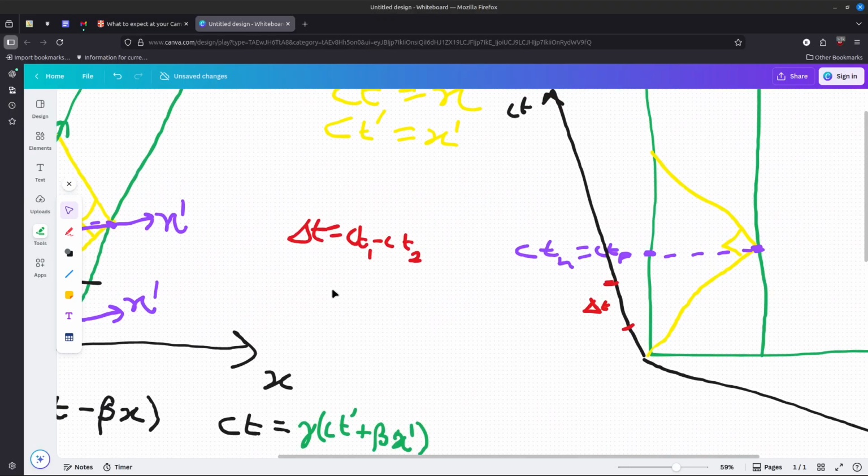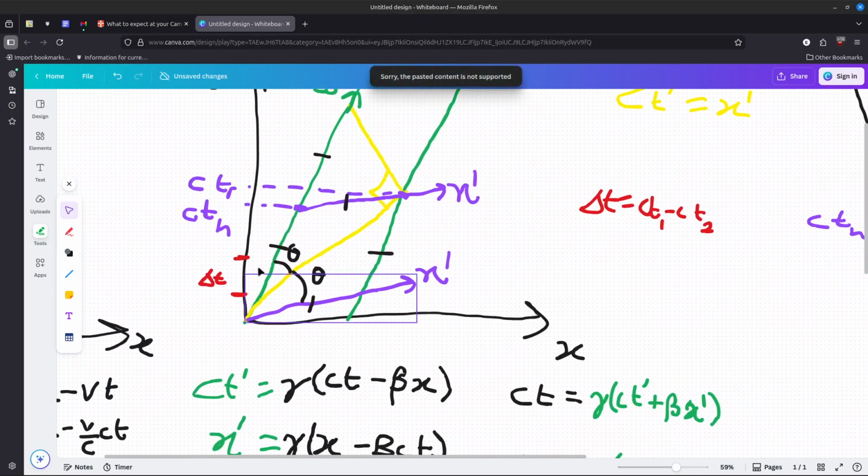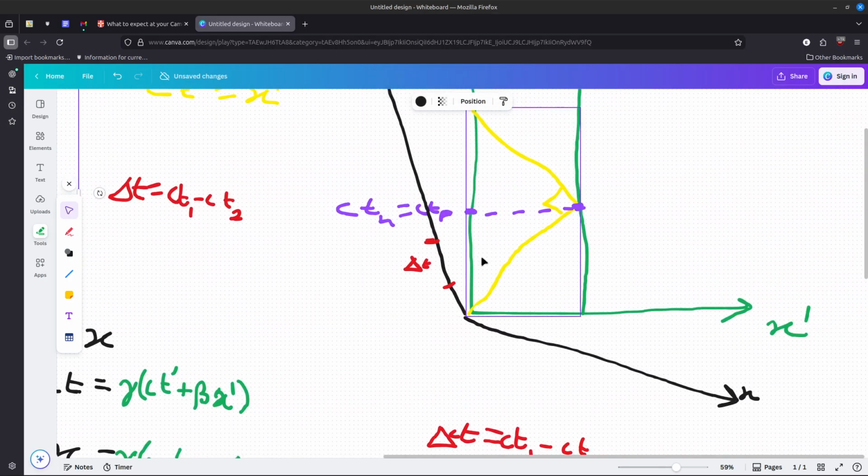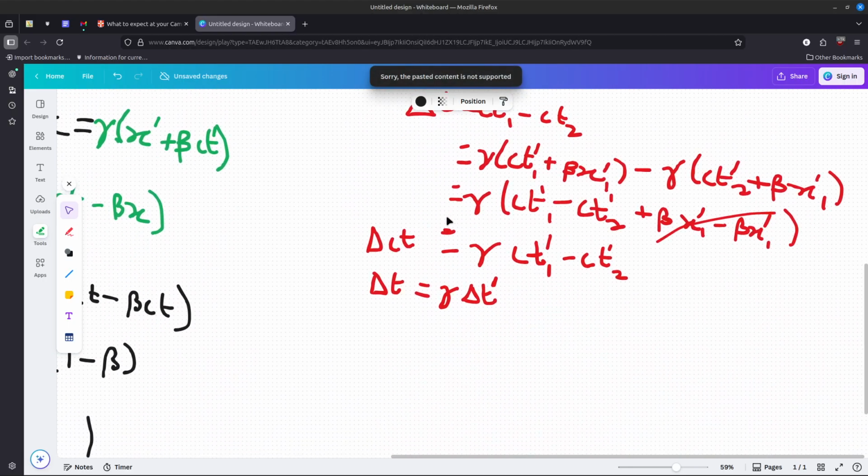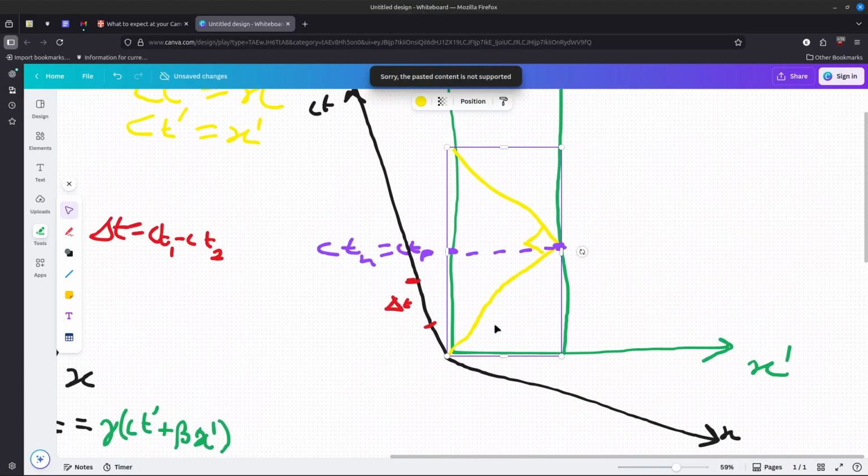Right. So that means that a time interval for me on the platform who's stationary is going to be perceived as being a longer time for someone who's on the train. And that's time dilation. Now, length contraction.